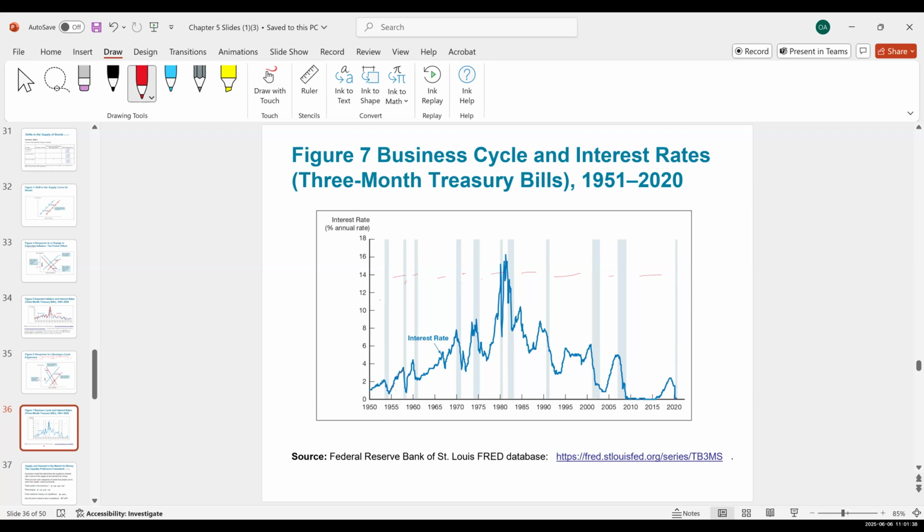See, so business cycle recessions are a good predictor of interest rates on bonds, and business cycle expansions as well. When the economy goes into a recession, interest rates on bonds typically fall. But when the economy is growing, interest rates on bonds typically rise.